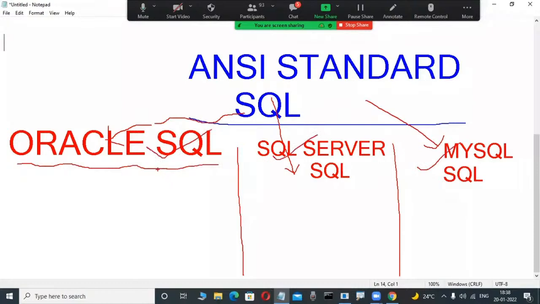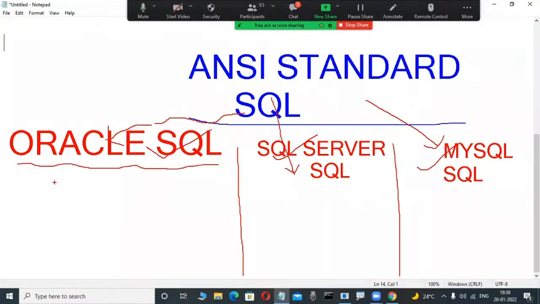How do you differentiate these SQL languages? They are conceptually the same. Conceptually means table, view, procedure, function, trigger, package are there in Oracle SQL. In SQL Server too: table, view, synonym, index, procedure, function, trigger, the same. In MySQL also: table, procedure, function, trigger. These are the same conceptually, but syntactically totally different.